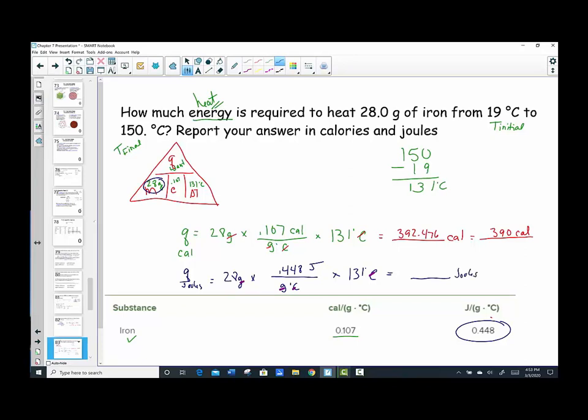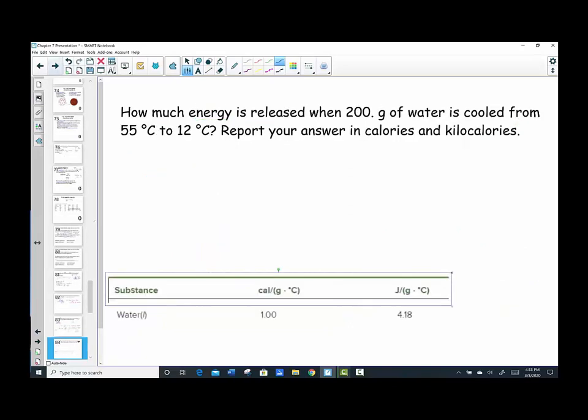Let's hit that. We have 28 times 0.448 times 131. My screen reads 1643.26, but let's do that to 2 sig figs. 1600 joules. M times C times delta T are units to help us find heat energy. How about another?